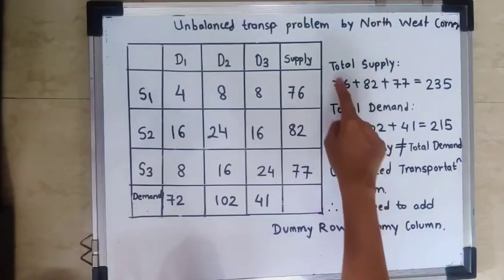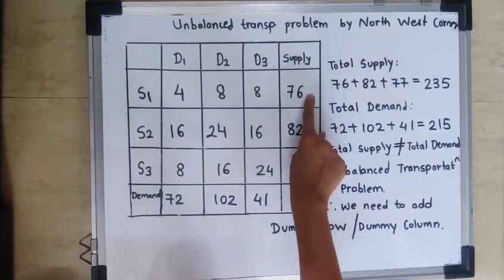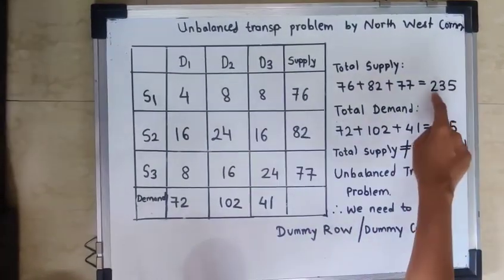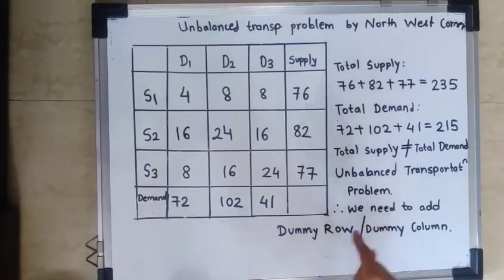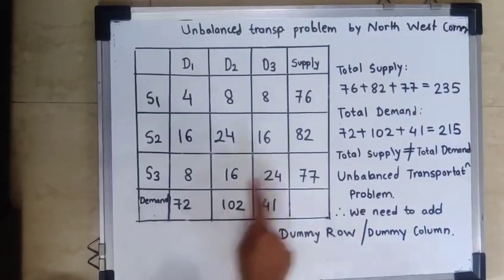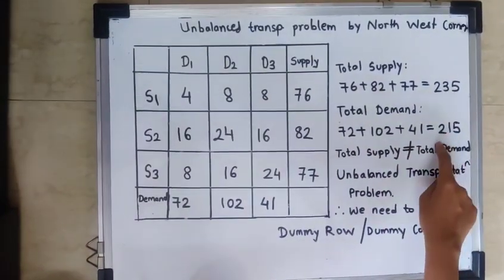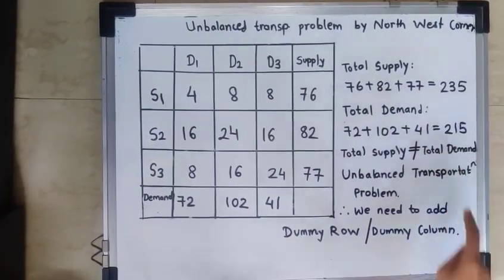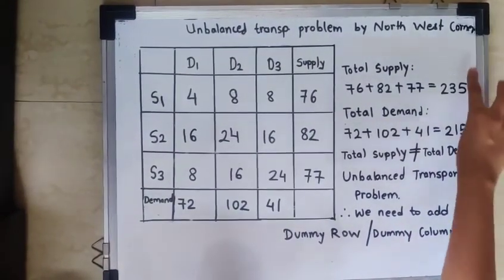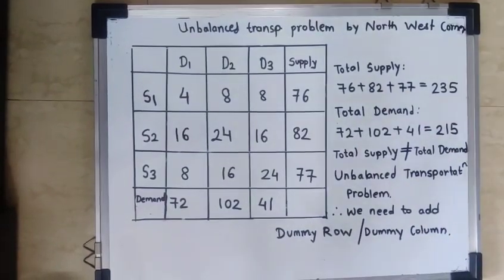First, let us find out the total supply. Total supply is, we are going to add 76 plus 82 plus 77, which is 235. Next, let us find out total demand. So total demand is 72 plus 102 plus 41, which is equal to 215. So now, as you can see, the total supply and total demand are not equal. So hence, this is an unbalanced transportation problem.